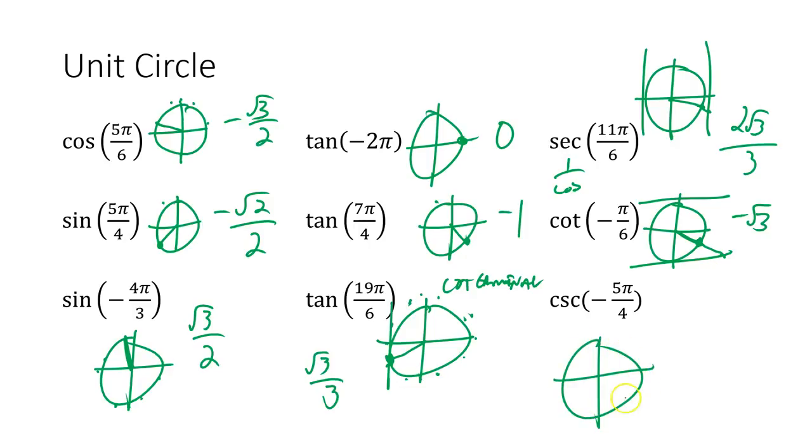Cosecant of negative 5 pi over 4, 1, 3, 5, right there. Cosecant uses the cotangent lines. Cosecant deals with sine, so it'll be positive here because it's above the x-axis, and so it'll be positive root 2. If you can do those 9, you're going to be all set, I believe, for the quiz coming up.